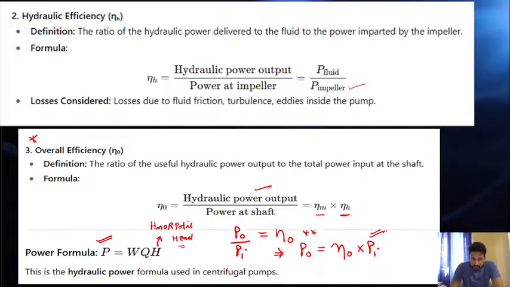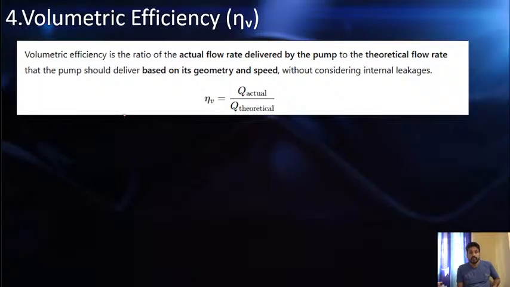Clear? Okay. Now, the fourth one is the volumetric efficiency. Volumetric efficiency is used to find out the leakage, that is, how much discharge is coming through the pipe and how much discharge I'm getting. If there is any difference in it, it means there is a leakage.